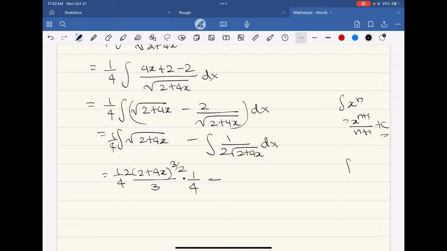We know that the integral of 1 by 2 root x is just root x, right? So using that, this will be square root of 2 plus 4x, and also divide by the coefficient of x, which is 4, plus c. So this is the solution.